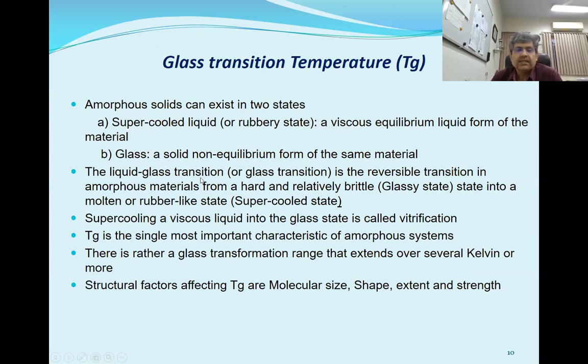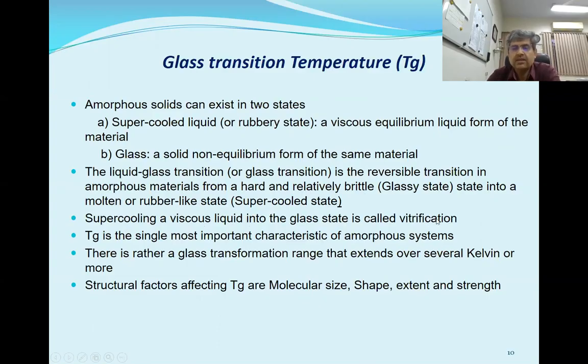The liquid-glass transition, or the glass transition, is the reversible transition in amorphous material from a hard and relatively brittle glassy state into a molten or rubber-like state called the supercooled liquid state. Supercooling a viscous liquid into the glass state is called the vitrification process.